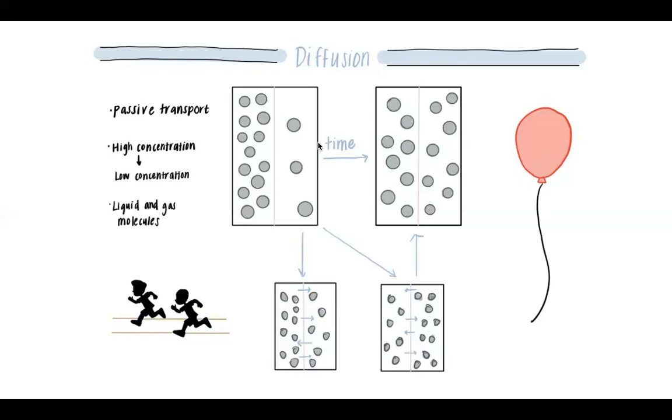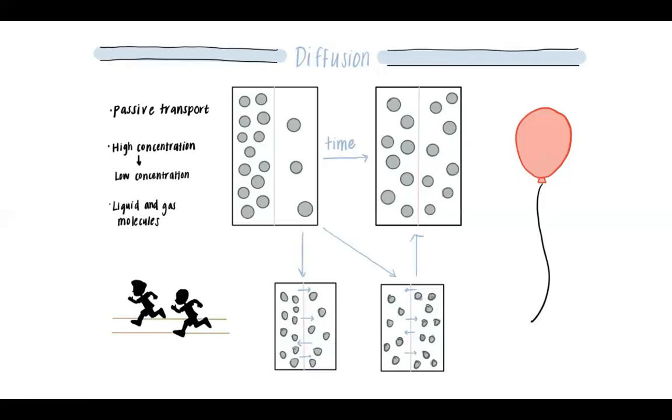Now, diffusion happens all the time and around us daily. For example, this helium balloon deflates a little bit every day, and this is because helium is diffusing out of the balloon and into the air. It is moving from an area of high concentration, which is inside the balloon, to a low concentration, which is outside the balloon.